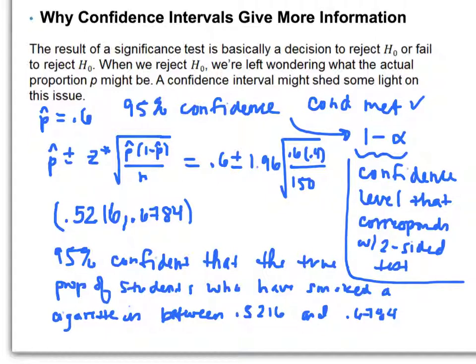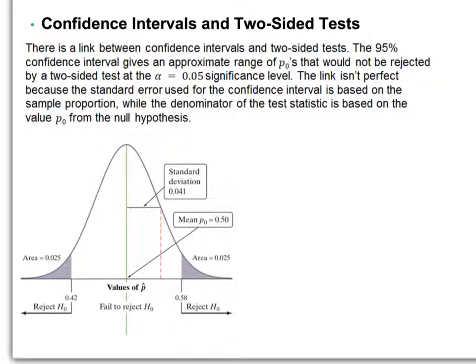Now you can see that this gives us a little more information. Not only did we reject last time, so we knew it was different than 0.5, but we know how it's different than 0.5. It's bigger than it, okay? And more specifically, it's just a little bit bigger, somewhere between 0.52 and 0.678, okay? So let's talk a little more about, we're almost done here.